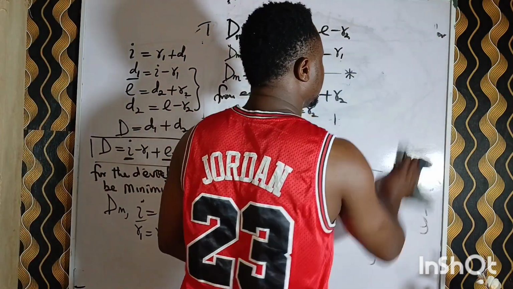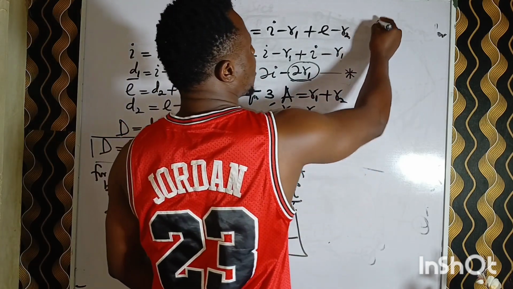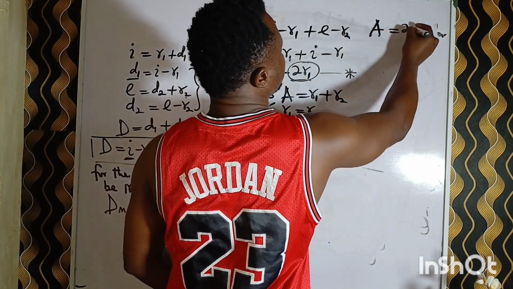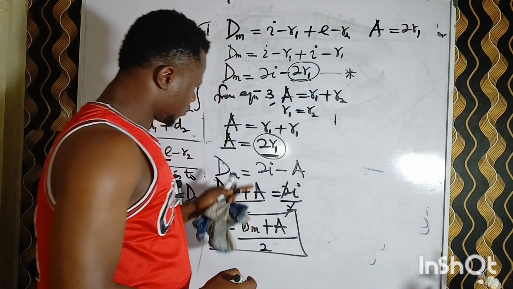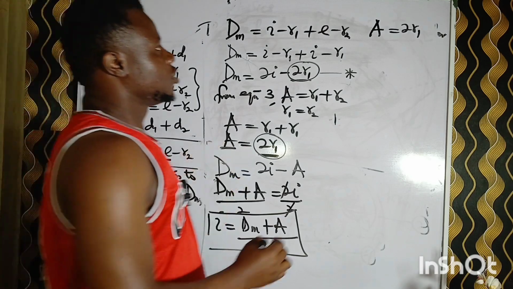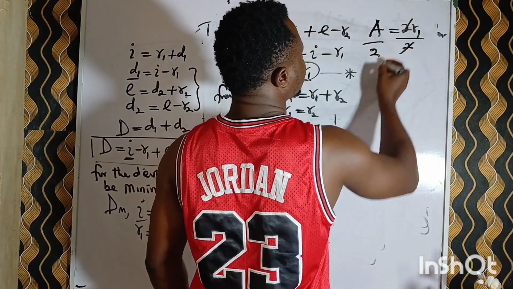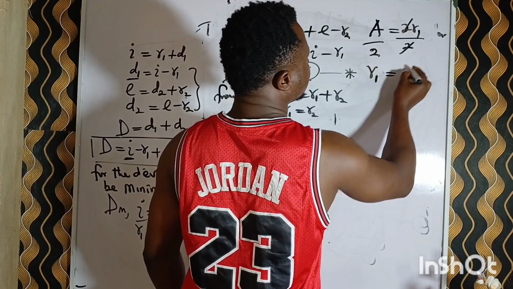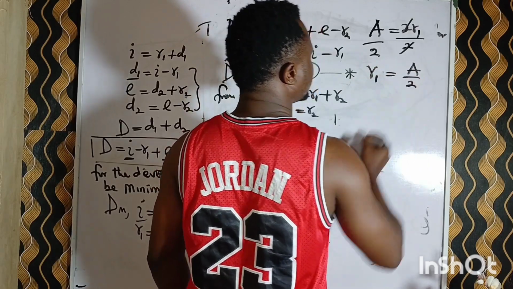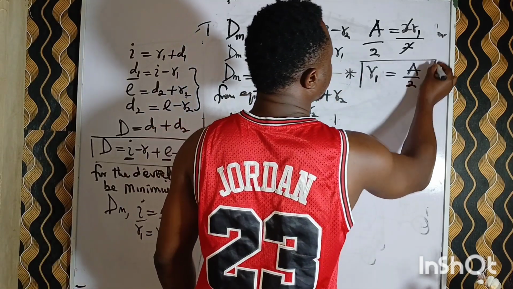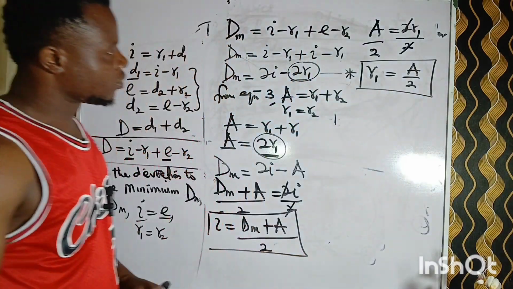Now, from here, from what we have as A equal to 2R1, from this equation, if you divide here by 2 and divide here by 2, this cancels this, your R1 is equal to A over 2. This equation is also important.